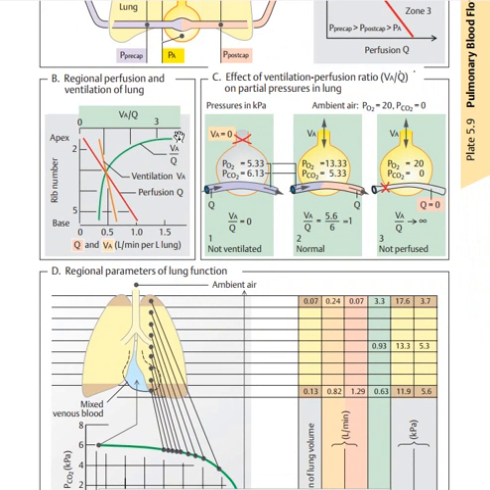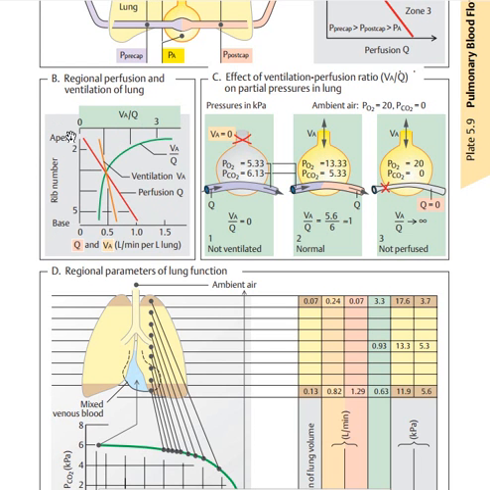So now let's see the graphs of perfusion and ventilation as you move from apex to the base of the lungs. Ventilation is going to be shown by this orange line, while perfusion is going to be shown by this red line.